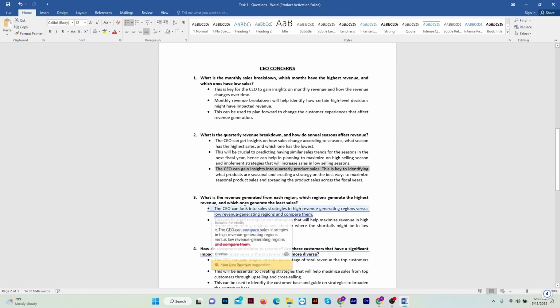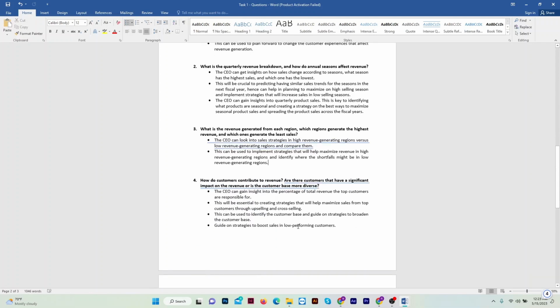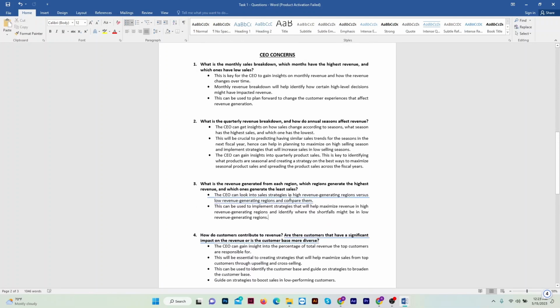And then the fourth question that the CEO might have is how the customers contribute to sales. Does the company depend on some specific key customers to make sales, or does the company have a very broad customer base which is diverse also? So those are the 4 questions that I have for the CEO.